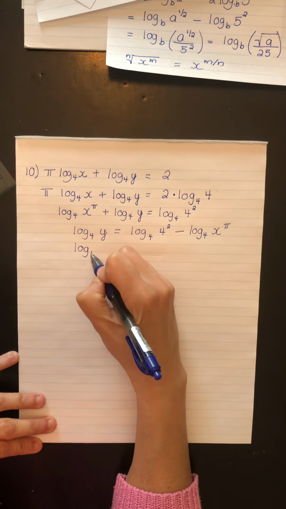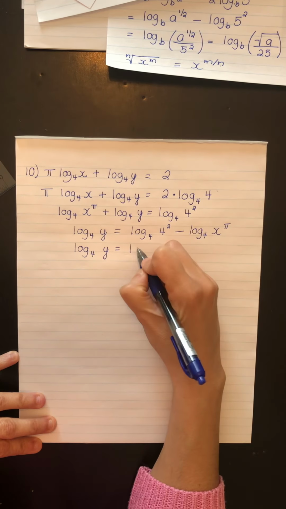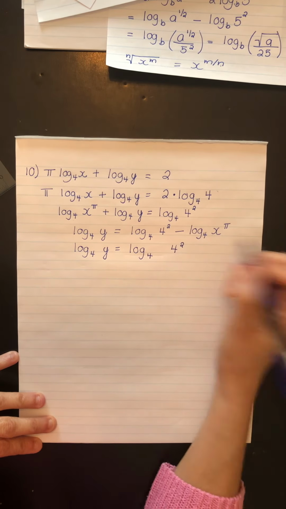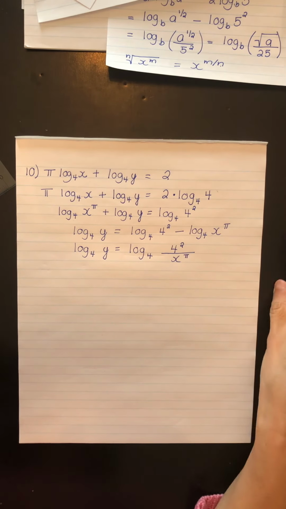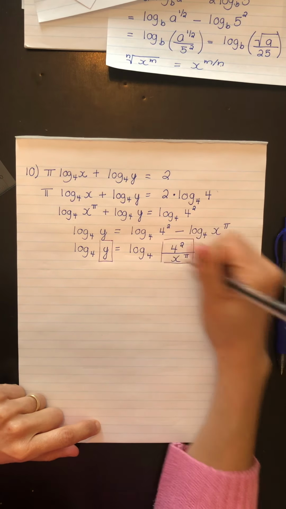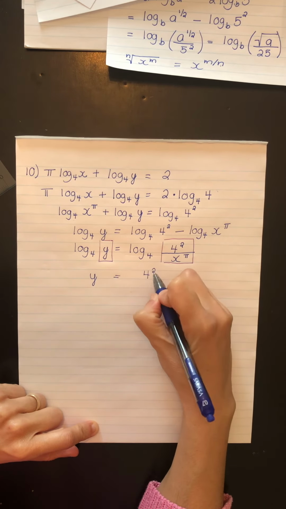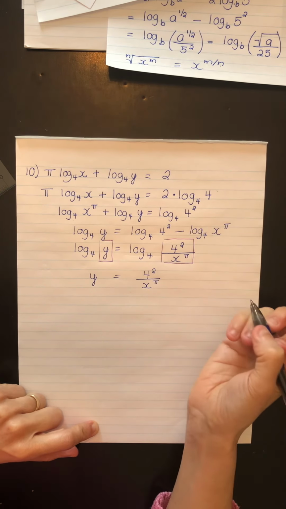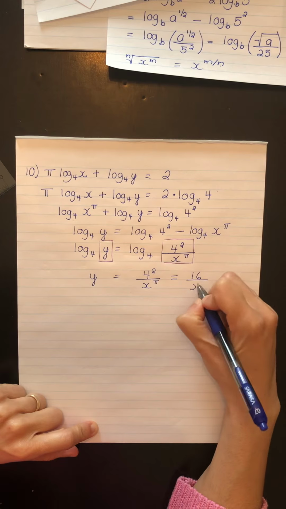Now let's combine these two logarithms with base 4. It's subtraction, so it'll be 4 squared, of course that's 16, over x to the pi. And now we're at the point of the solution where we simply say the argument on the left is equal to the argument on the right. So y is 4 squared over x to the pi, or 16 over x to the pi.